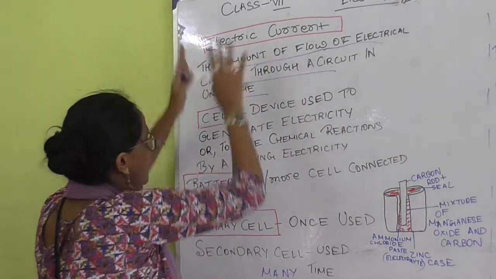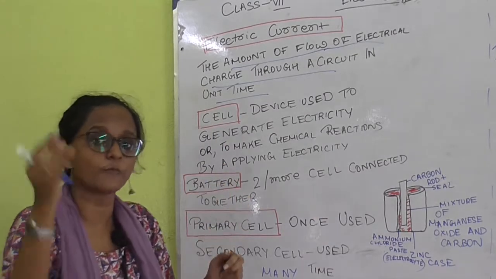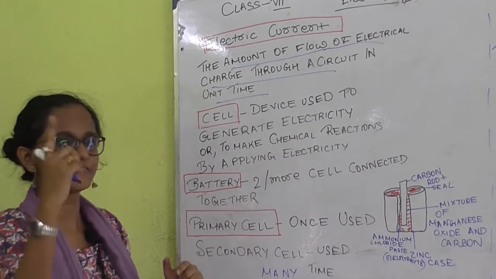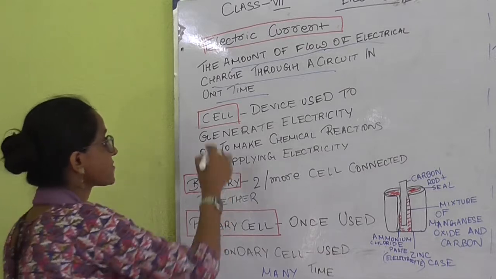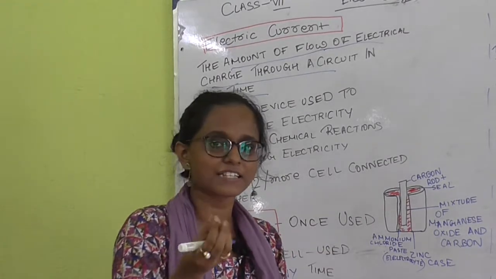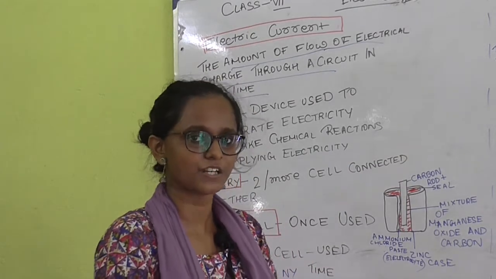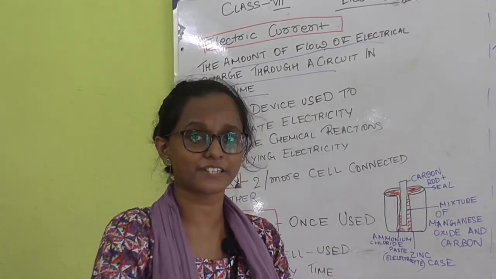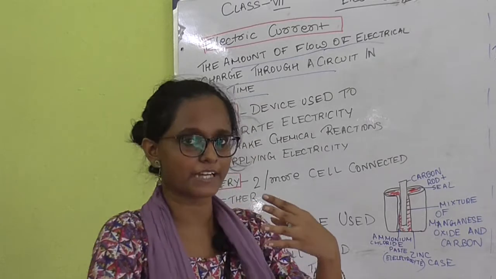Now, we have known about the electricity. Now, from where can we get the electricity? The first and most available source is the cell. Okay, now what is a cell? A cell is a device which generates the electricity. How does a cell generate the electricity? By the method of chemical reaction.